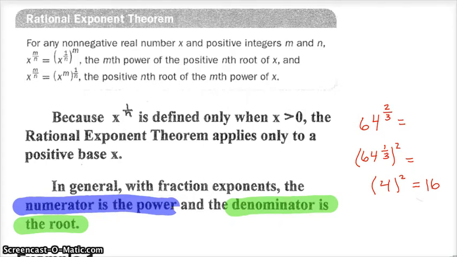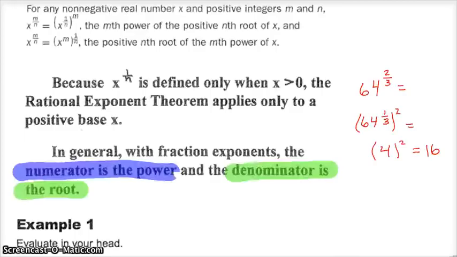I like to start by always taking the root first and then raising it to the power. So you can see this is 64 to the 1/3 power and then raised to the second power. 64 to the 1/3 is 4, and then 4 to the second power is 16. This is the process that we'll use for each of the examples in example number 1.